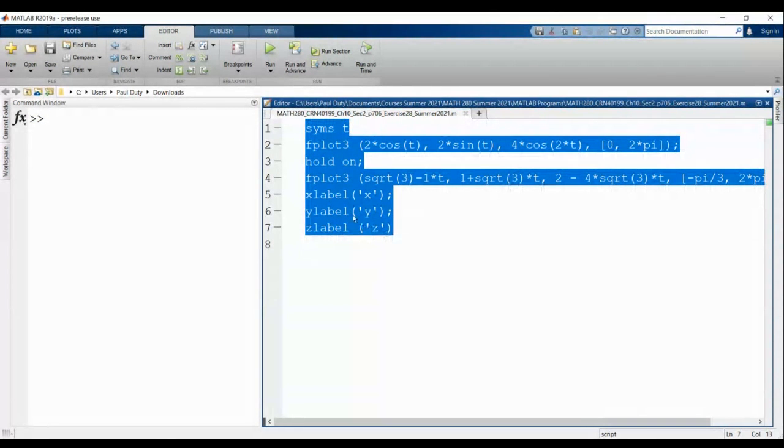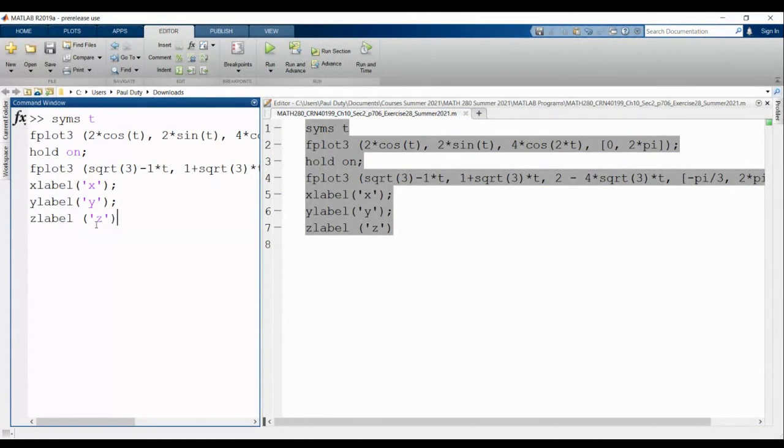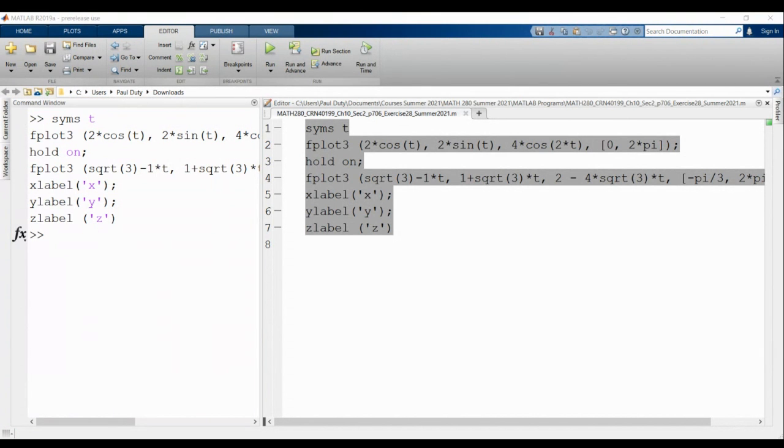And I'll copy my code and paste it on the command line, and I'm going to hit enter, and it should bring a figure up. You're doing it too, right? Everybody's doing it together.